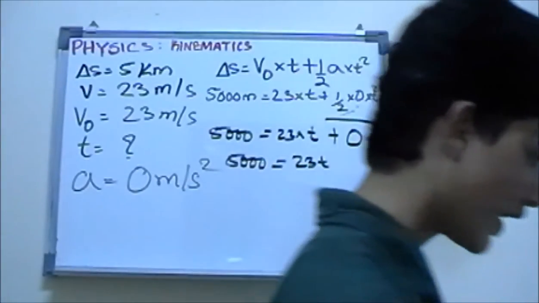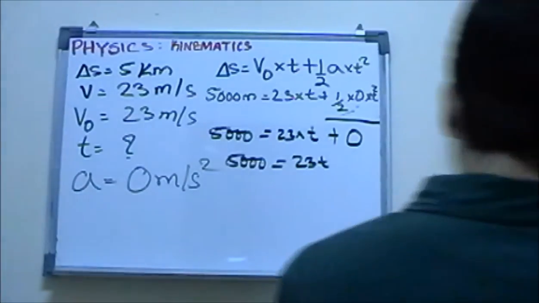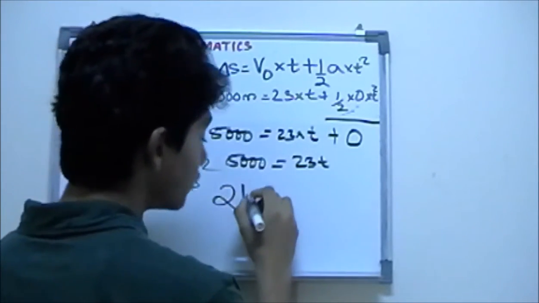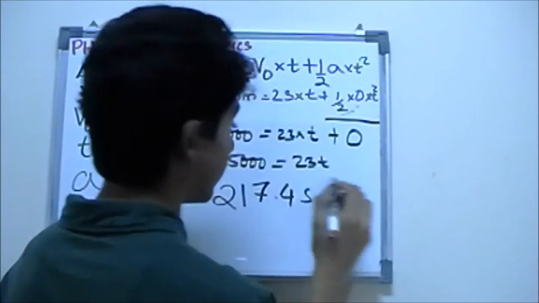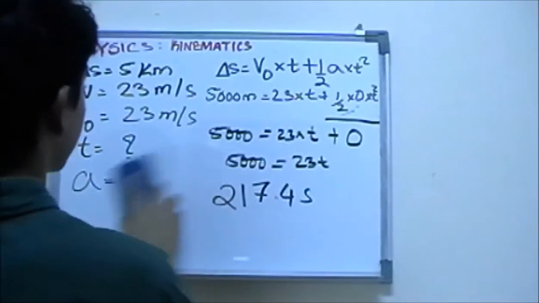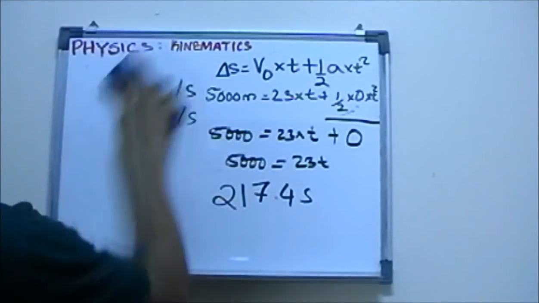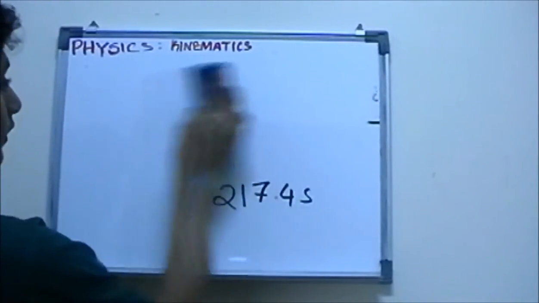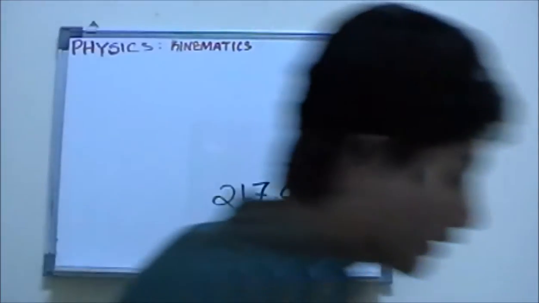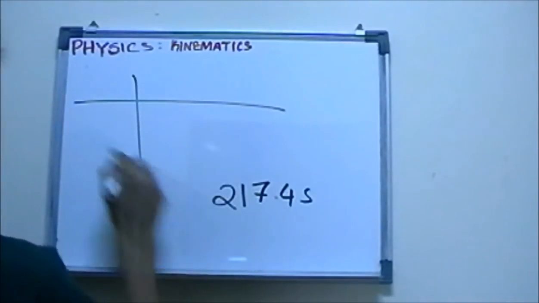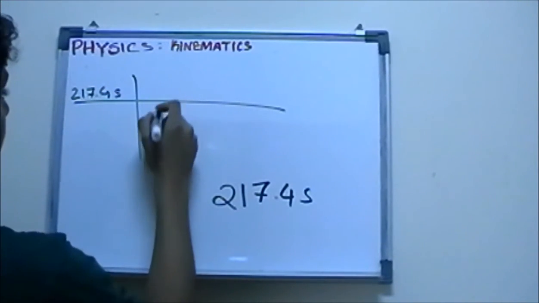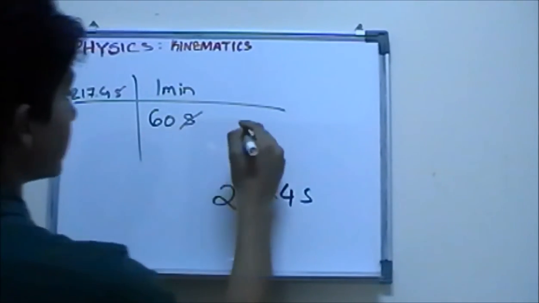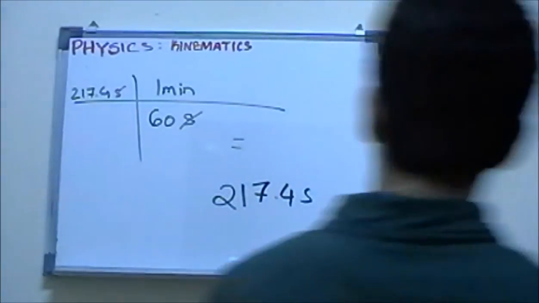When you divide by 23 on both sides, you get the time in seconds, and then you convert it to minutes. So 217.4 seconds. Now I'm going to show you how to convert it into minutes. Since there is a lot on the board, let's erase the things we don't need. This is in seconds, so we start with 217.4 seconds, and we know that each 60 seconds there is 1 minute, which is what we want. Seconds cancels out, and you get your answer, 3.62 minutes.